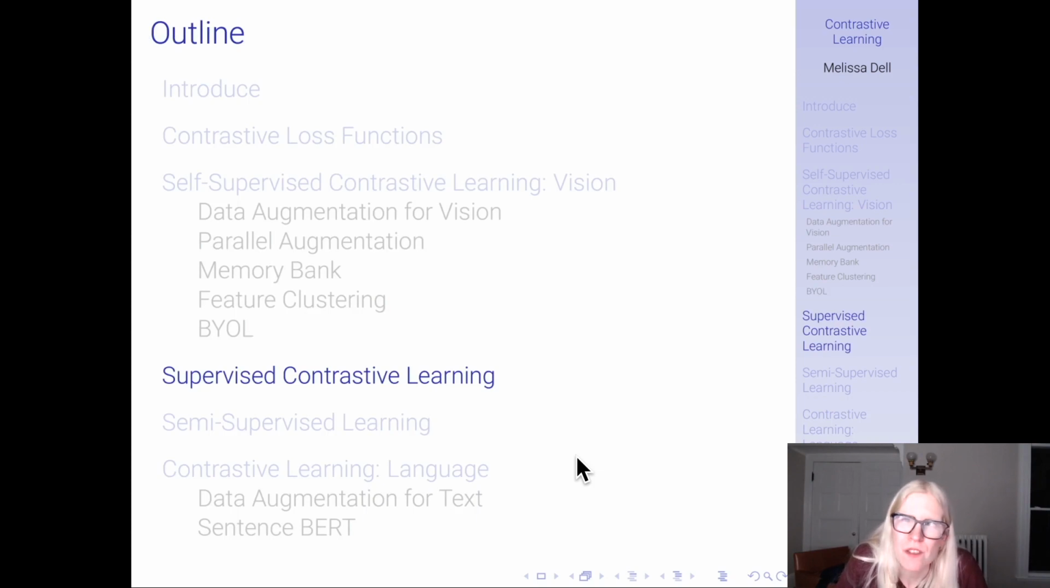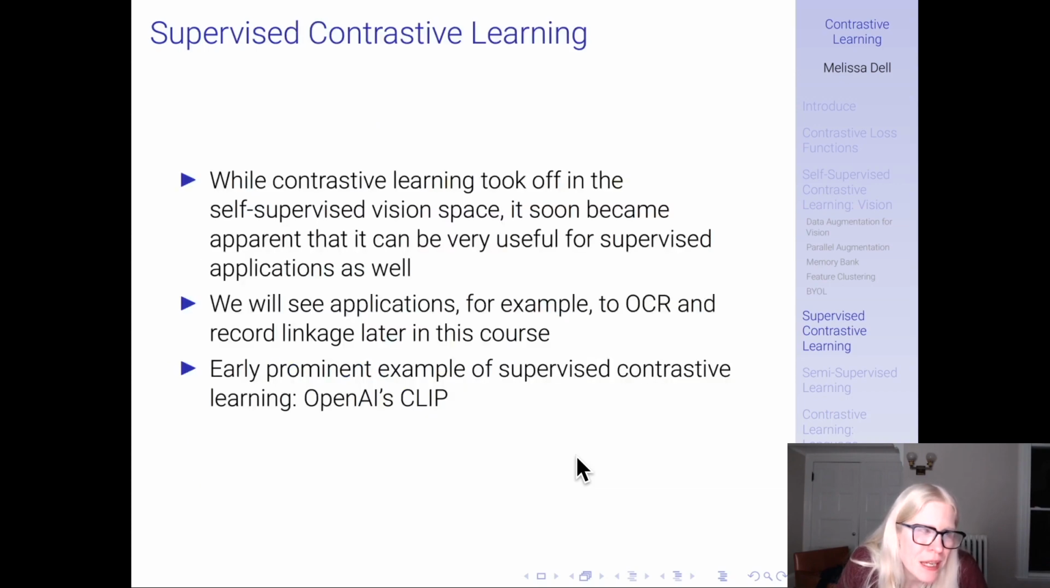All right, so that's self-supervised contrastive learning. As I said, we'll be talking a lot about supervised contrastive learning when we get to applications. While contrastive learning took off in the self-supervised space, it soon became apparent that it can be very useful for supervised applications as well. And we'll see applications, for example, to OCR and record linkage later in the course.